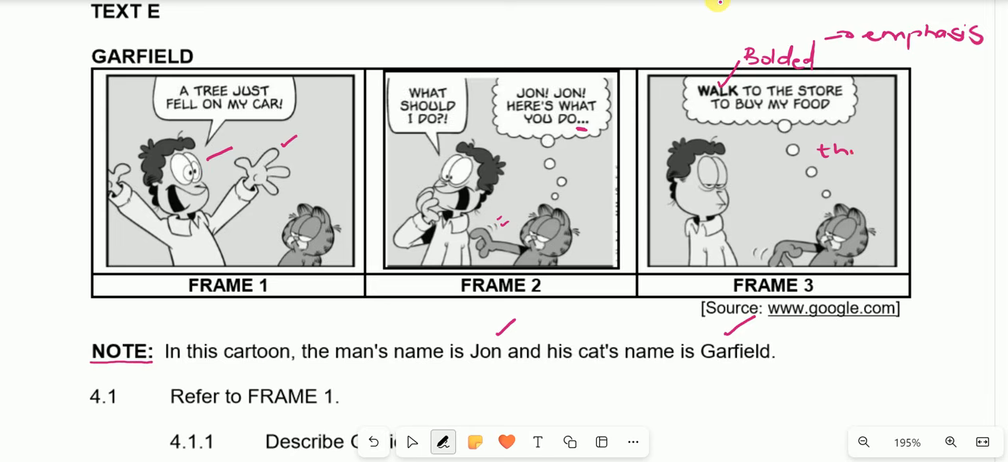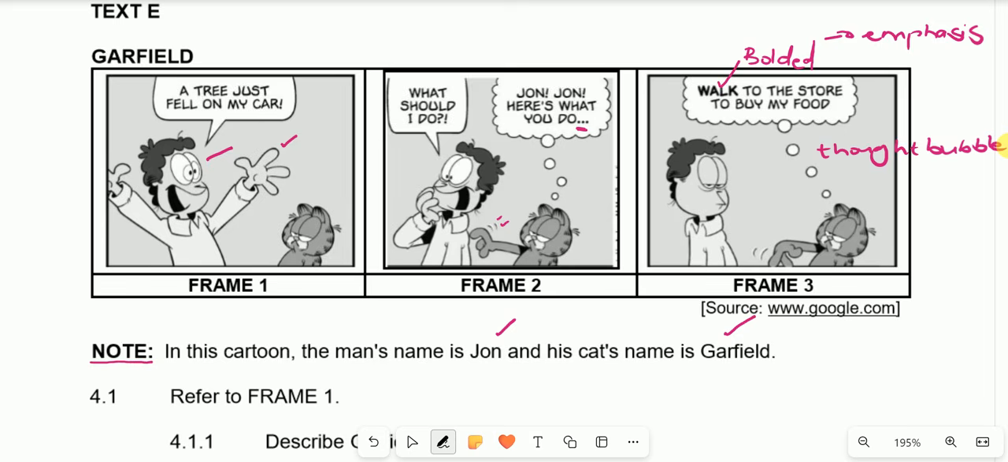This is what you call a thought bubble, right? So you see, each and every cartoon is unique, so you must not use a blanket answer towards all the cartoons. It depends on the context of the story.